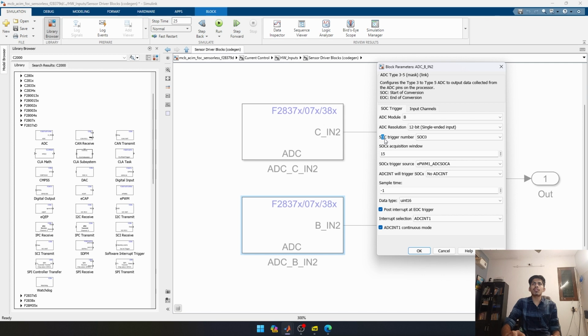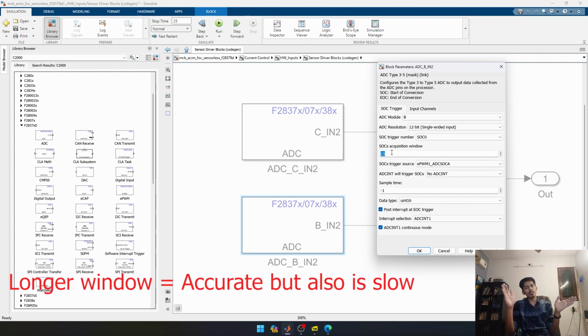SOC stands for start of conversion, and the SOC acquisition window means how long the window is open. Inside this ADC module, there is a sample and hold circuit which will sample and hold that value. That sampling window is how long the gate is closed to allow the inner capacitor in the sample and hold circuit to be charged, and that window is 15. If you make it longer, it will be more accurate. We have chosen 15.